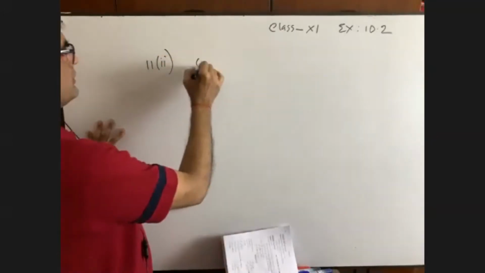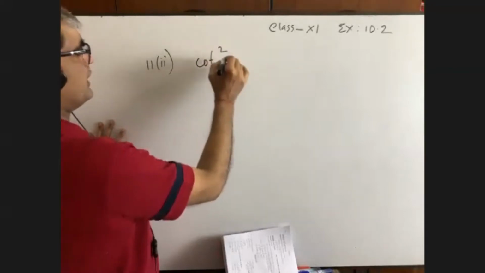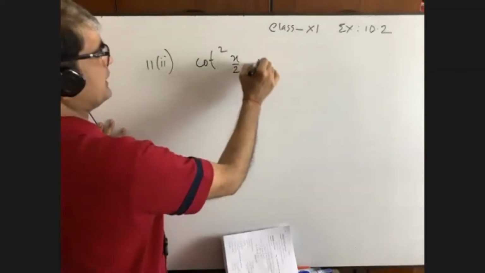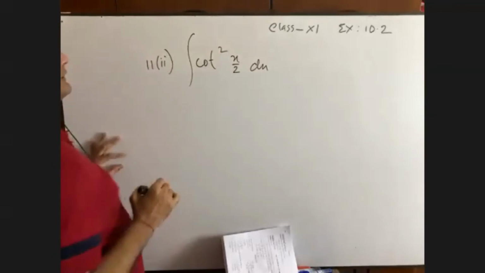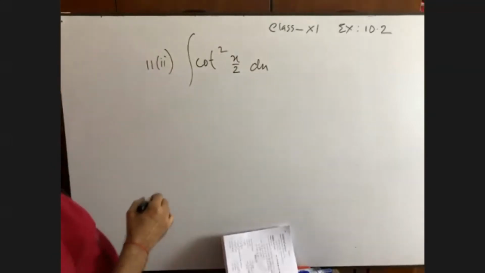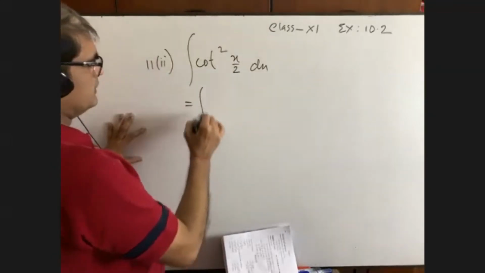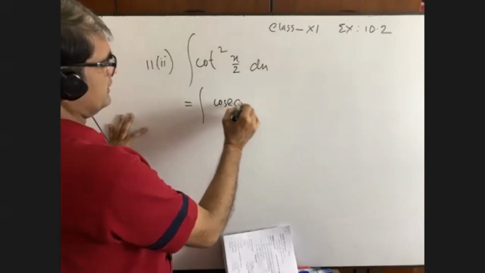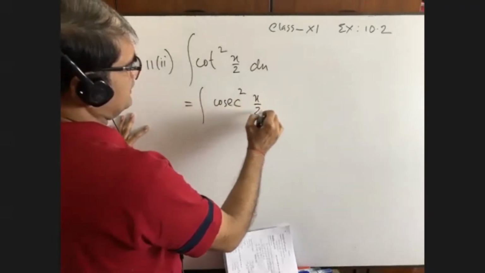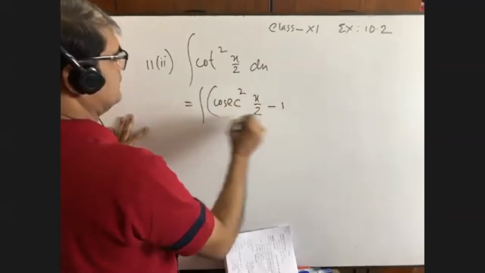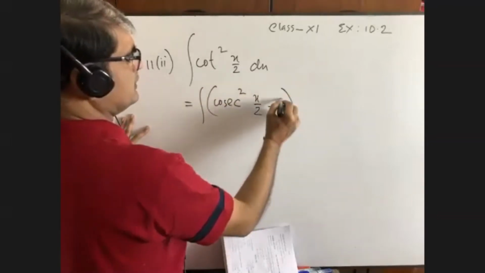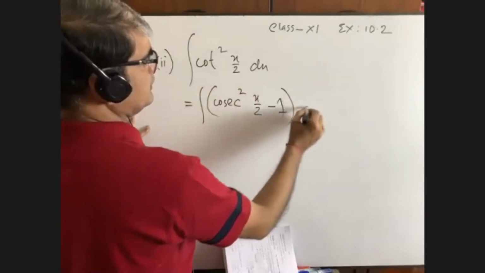And now it is integration of cot square x by 2 dx. Can you do it now? What is the formula? Let me know. Cosec square x by 2 minus 1. This is the formula. Dx.